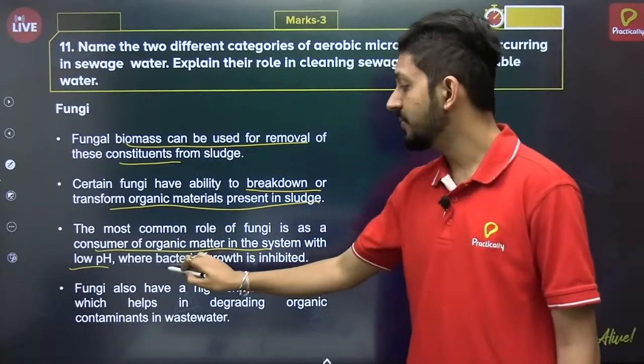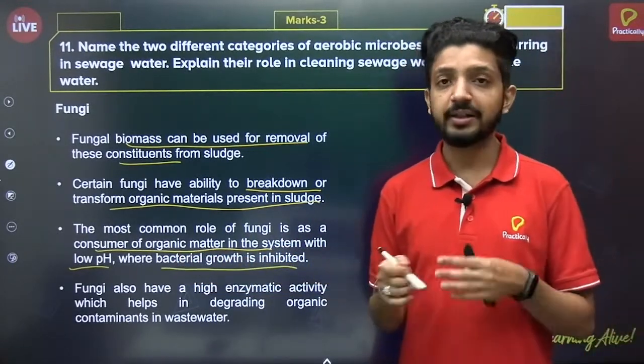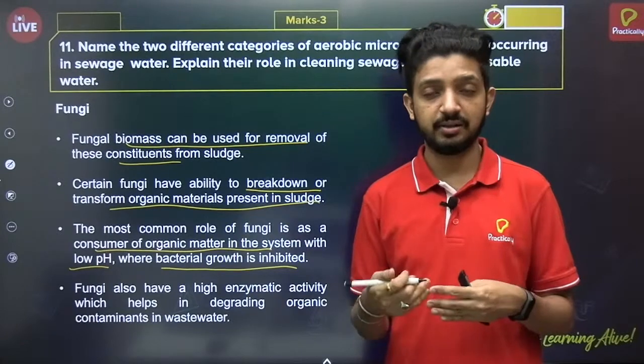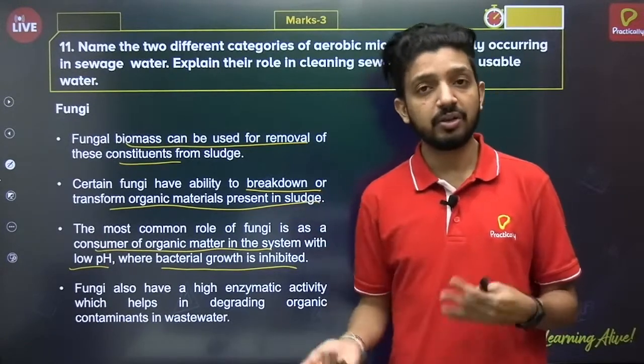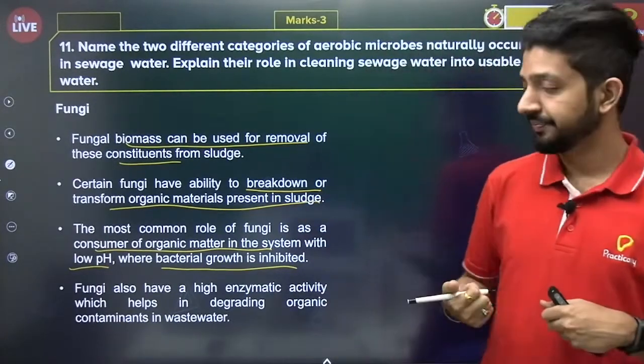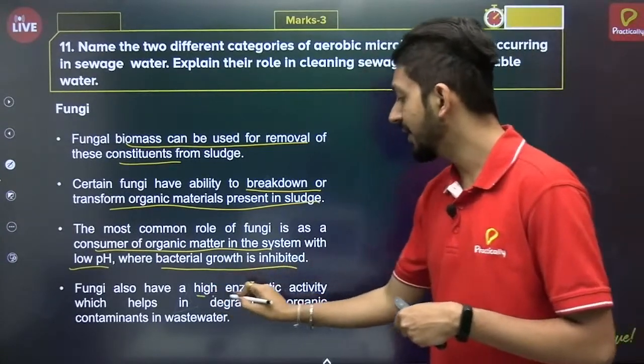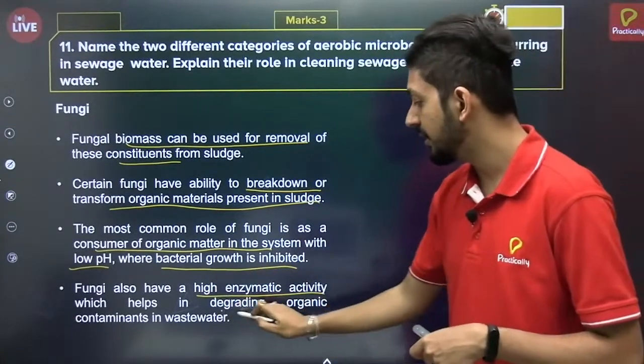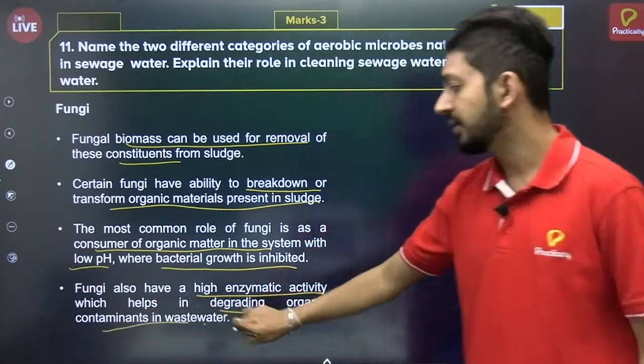In acidic pH, bacterial growth is inhibited. Bacteria cannot grow in low pH or in an acidic atmosphere. So there the fungi can grow and consume the organic matter. And fungi also have high enzymatic activity, which helps in degrading organic contaminants in the wastewater.